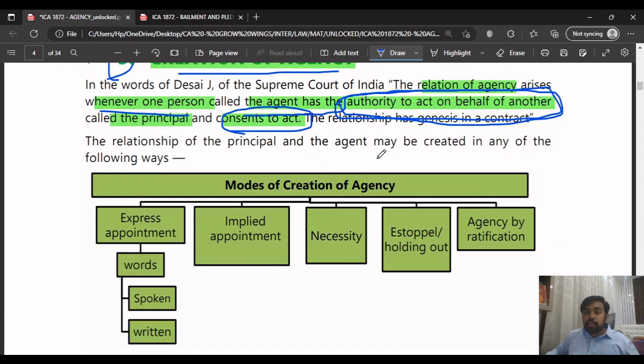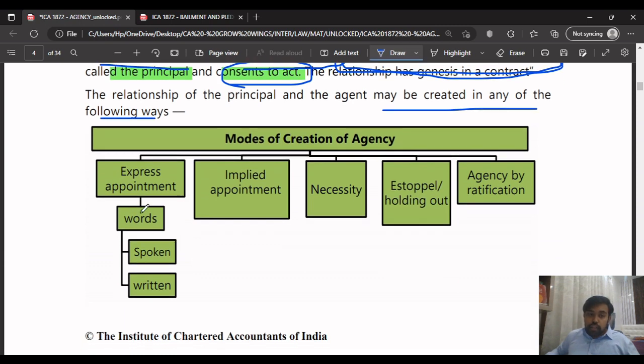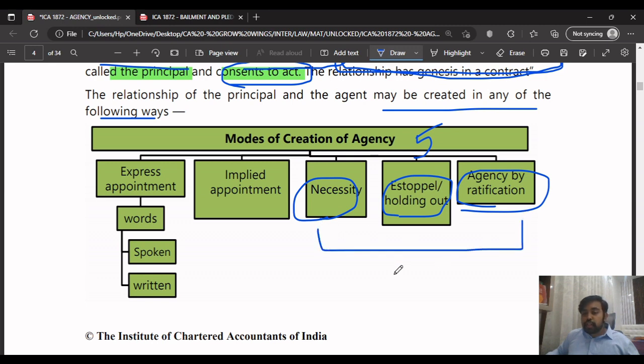The relationship of principal and agent may be created in any of the following ways. These are the following ways in which the principal and agent relationship will be established. These are the 5 ways, these are the 5 modes. In these 5 modes, this is very important: mode number 3, mode number 4, and mode number 5. These 3 modes are very important from the exam point of view.